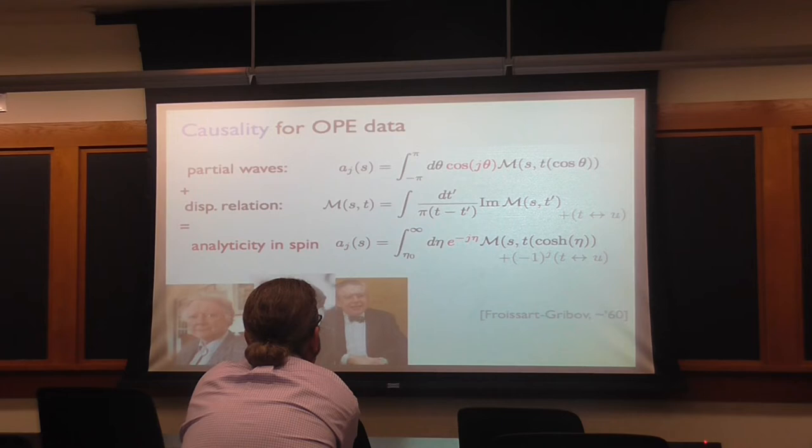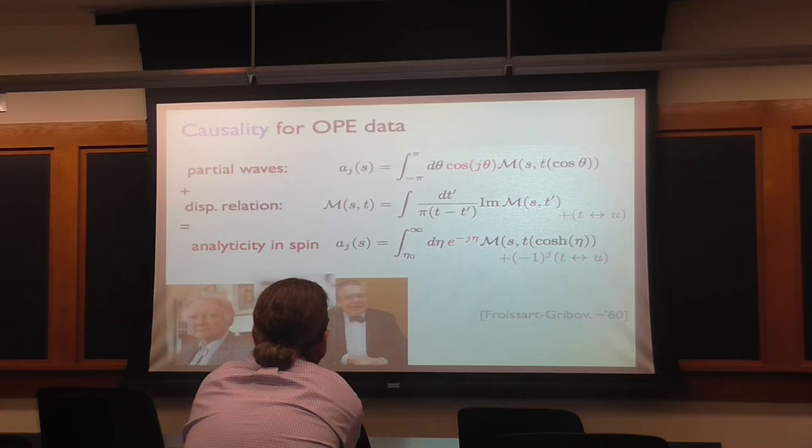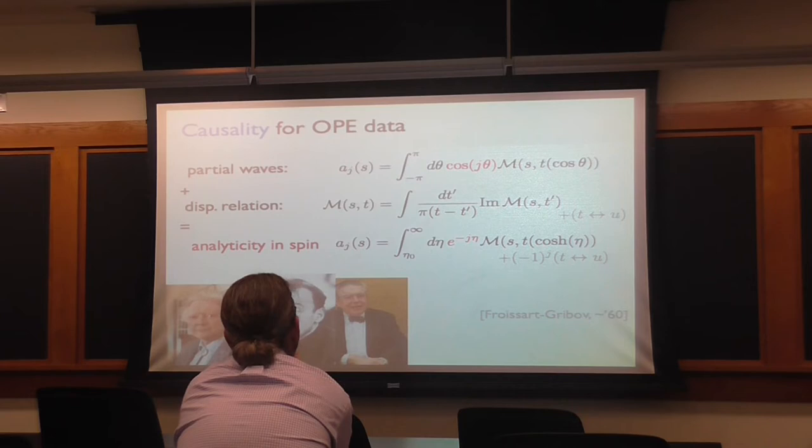And what you learn from this formula is that the partial waves are actually analytic in spin. So the physical input about dispersion relation, which is causality, basically is equivalent to saying that the partial waves are analytic in spin. So this formula was essentially the Froissart-Gribov formula. You have three pictures, two names. I'm confused. And this formula was a pillar of Regge theory. Who? Regge theory. Oh, Regge. Yeah, this is Regge theory. So instead of thinking about an S-matrix in energy, we can also think about an S-matrix in spin, and they encode the same information.